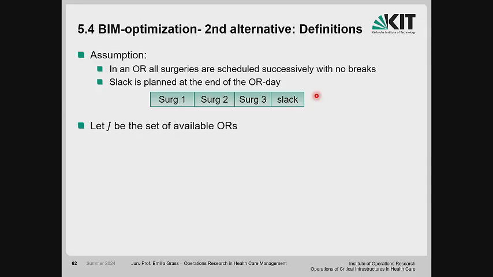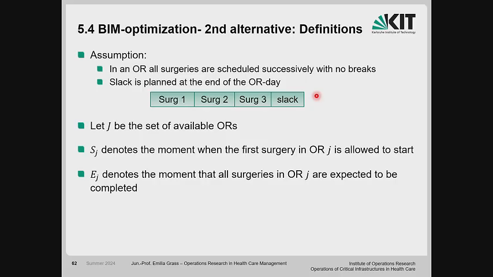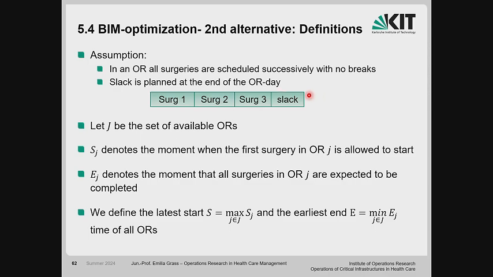Capital J is the set of available operating rooms. Small s_j denotes the moment when the surgery starts in operating room j. e_j is the completion time, the final time when the surgery is done in operating room j. The latest start is S, and the earliest endpoint is E. Between S and E is the occupied time. I maybe should give an example.